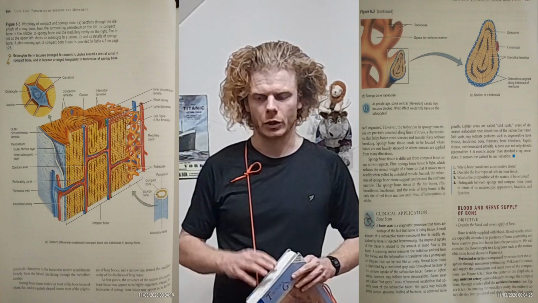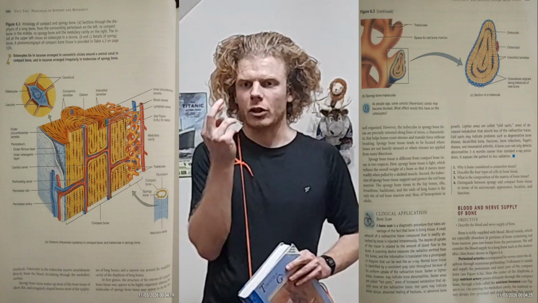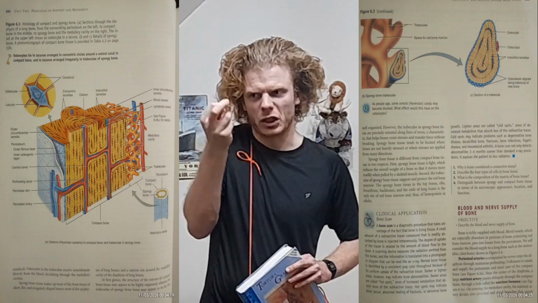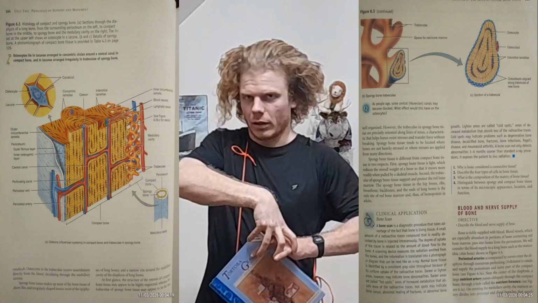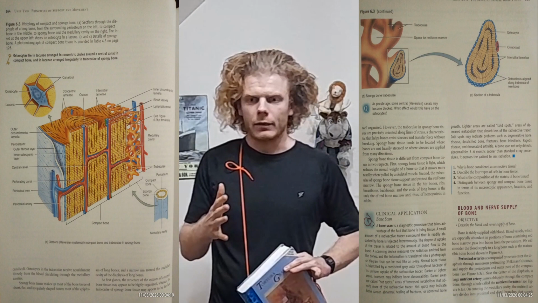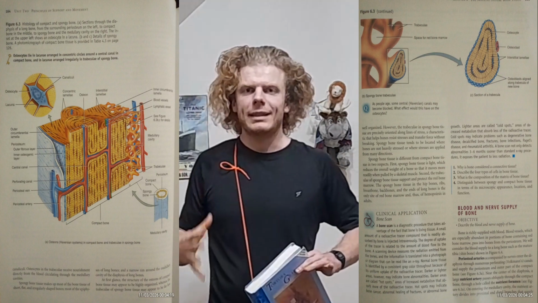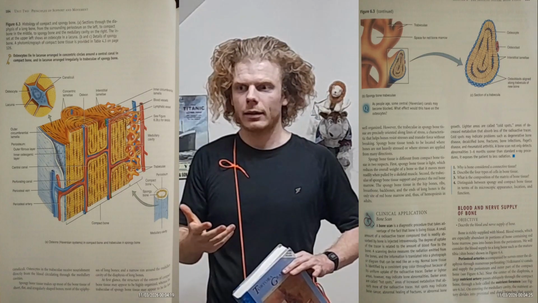Spongy bone tissue is a little different from compact bone tissue. It is a regular lattice, like a sponge, of thin columns, almost like fingers, made of lamellae, and these units containing the osteocytes are called trabeculae.